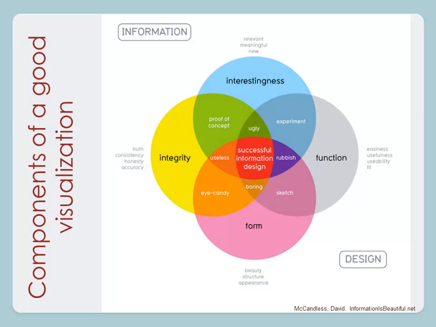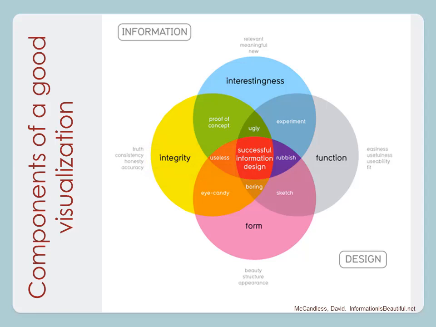As seen in Lesson 1, David McCandless says that the components of a good visualization are four. First of all, the visualization must be interesting, relevant, and meaningful to the user, the target audience. Second, it must have a function: usability, ease of use that allows users to interact with the visualization and search the data they need. Form, that is aesthetics, a pleasant appearance, must encourage the user to work with it. And above all, it must have integrity. Data must be true, consistent, and truthful, and there should not be any misinterpretations as to what is displayed.